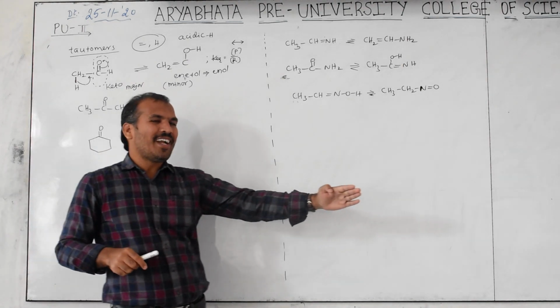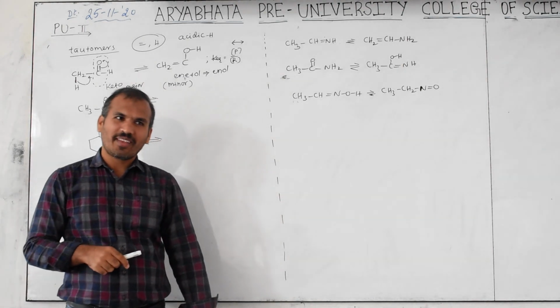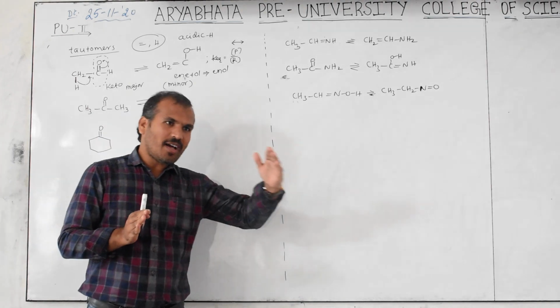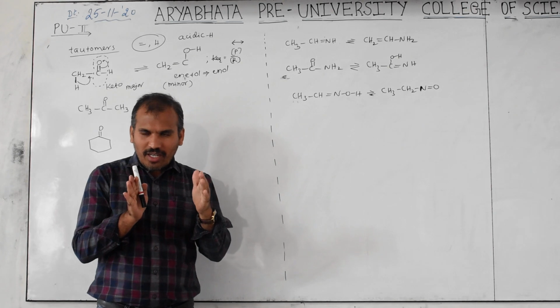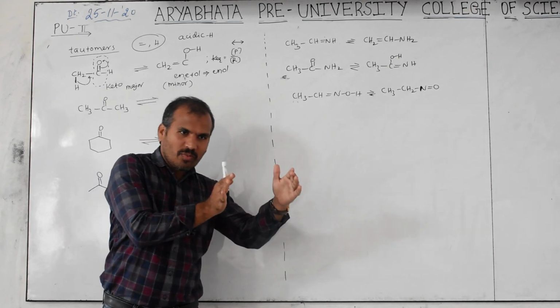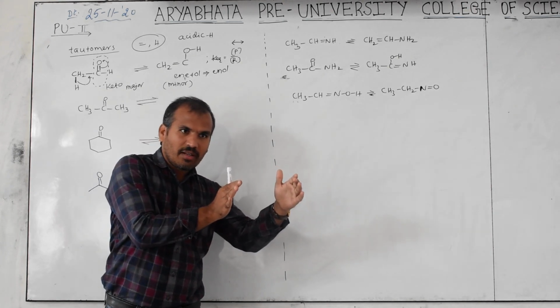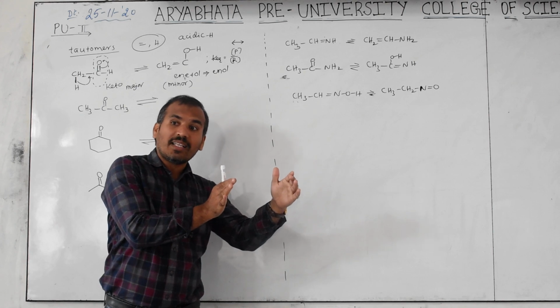Left to right in periodic table. Size, what happened? Carbon, nitrogen, oxygen. Then oxygen is smaller size. Now carbon-carbon bond length greater or carbon-oxygen bond length is greater? Carbon-carbon bond length greater.